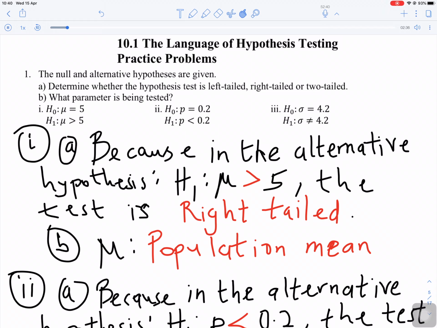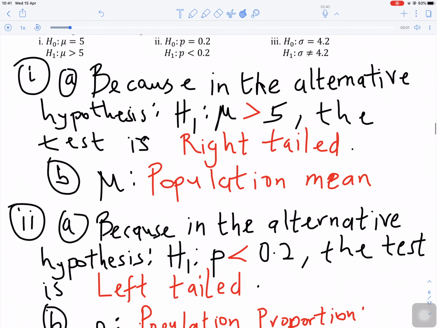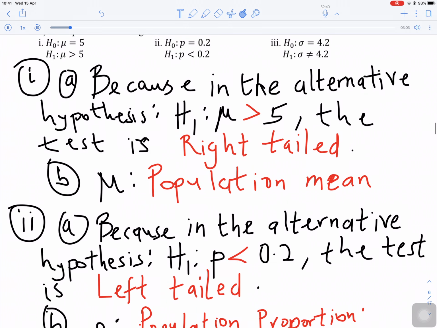Now, because the alternative hypothesis in this case contains the sign greater than, the test is right-tailed. So anytime you have greater than, you are dealing with a right-tailed test. So that is the first answer. And what parameter is being tested here? You realize the parameter there is mu. Mu is the population mean. Okay, so that answers the question for I.